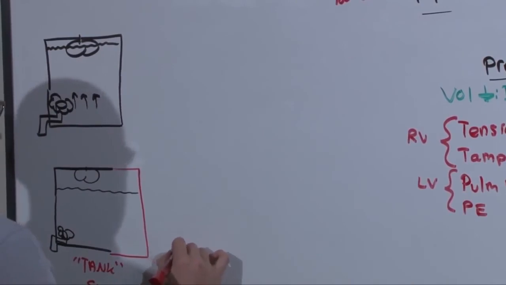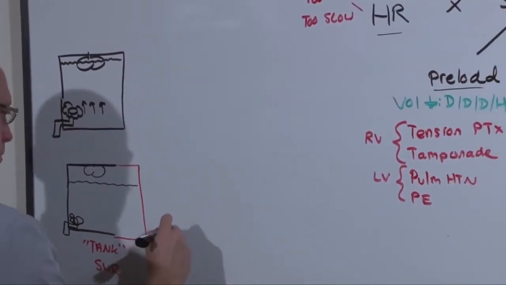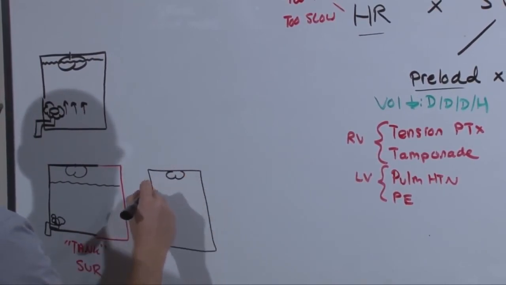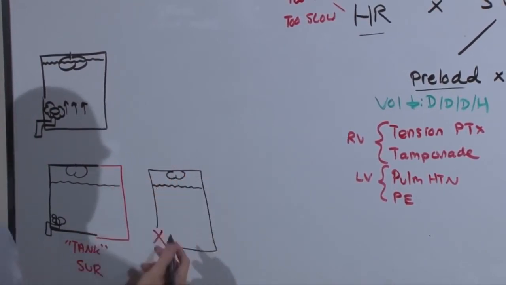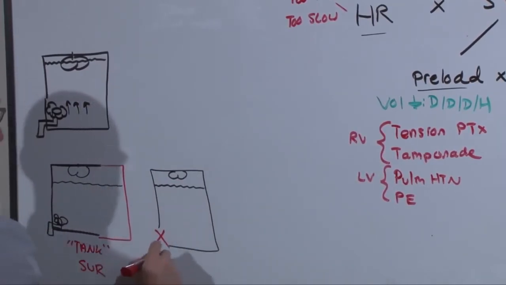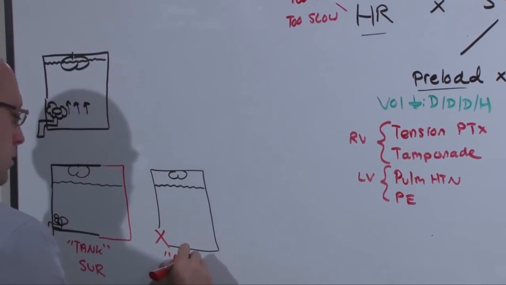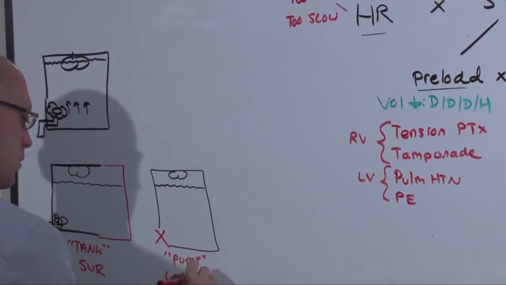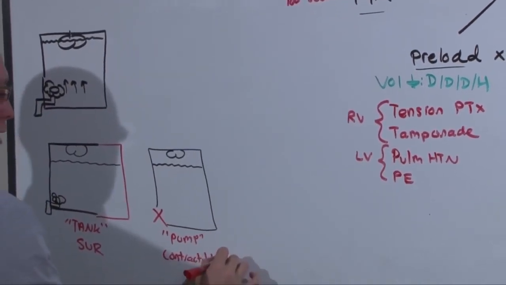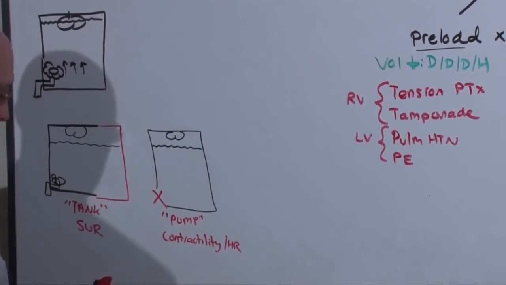You might lose the pump. The tank is normal sized, but now without the pump, there's enough fluid to get to the brain, but not enough force to get it there. This is a broken pump and is essentially contractility. One way the pump can break is with a heart rate that's too slow or too fast.